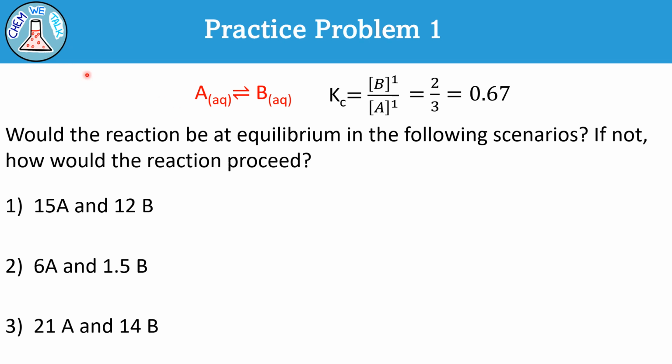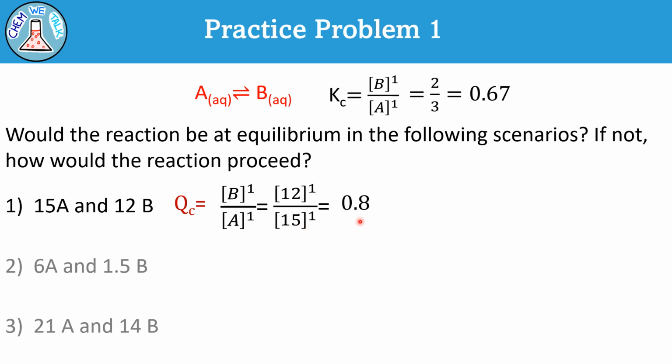All right, let's look at one practice problem. Still using the same scenario, but now we're going to start with 3 cases. One case where we have 15 A's and 12 B's, another with 6 A's and 1.5 B's, and another with 21 A's and 14 B's. So let's start with the first one. My Qc in this case would be B over A. Again, it's the same situation, same scenario. It's going to be 12 divided by 15, and that is 0.8.